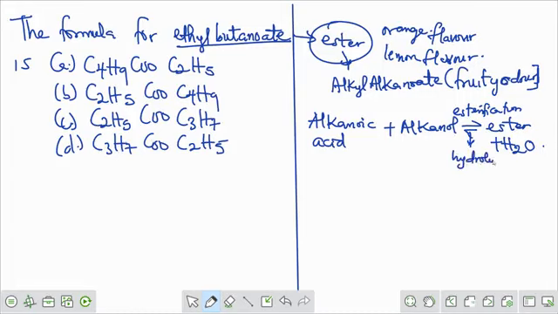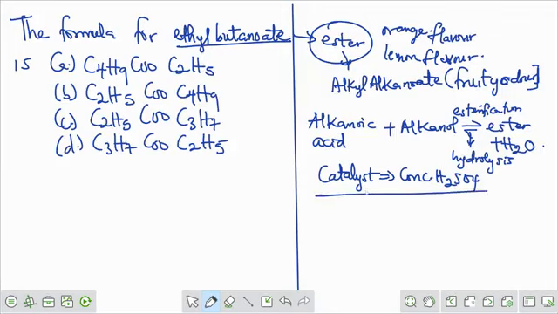And the catalyst that we use is concentrated H2SO4. That's the catalyst used for the reaction. So please follow with me.